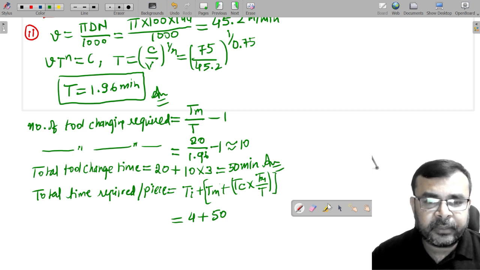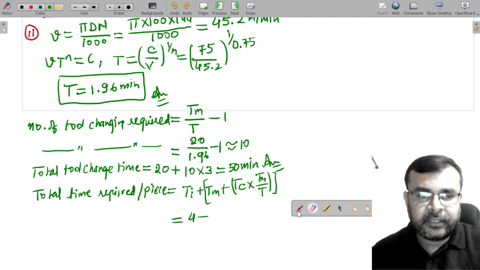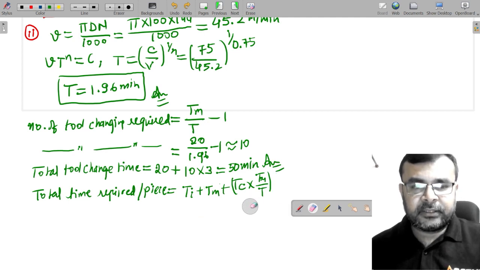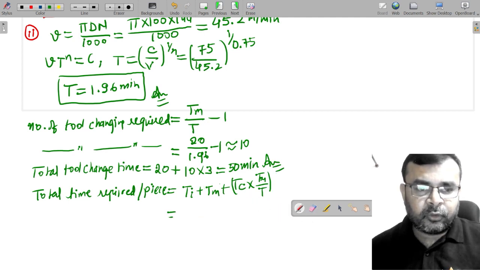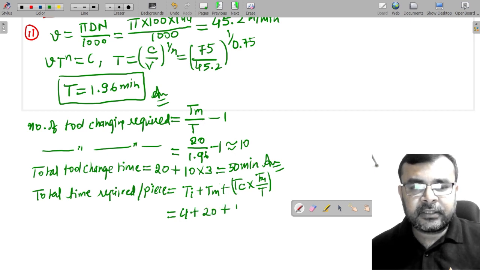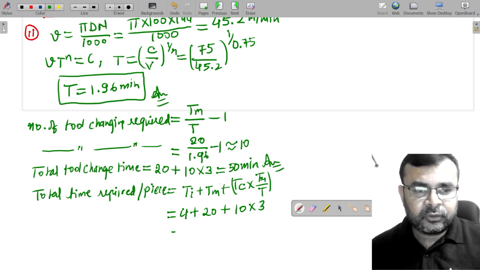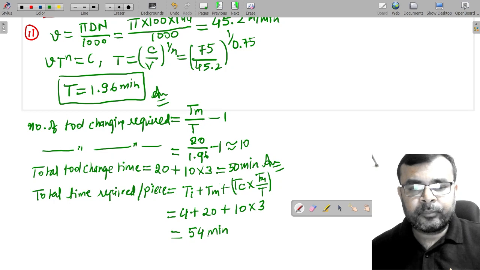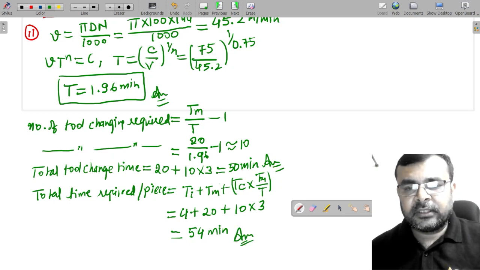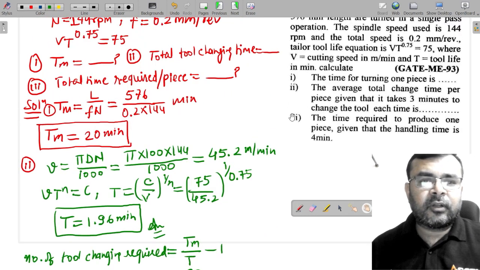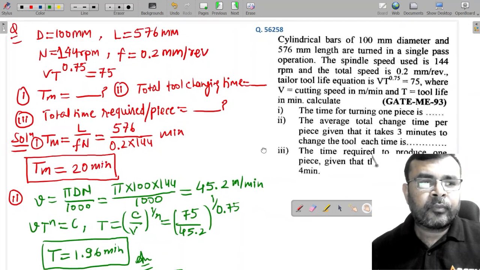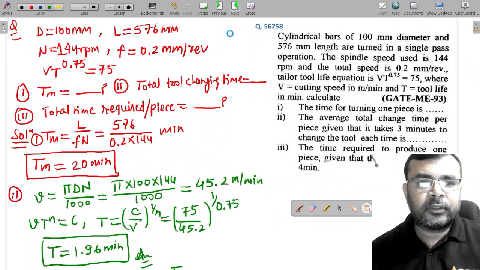Or it can also be written like this. Ti is 4 minutes, which is already given. Tm is 20 minutes, and this is 10 into Tc, which is 3 minutes. So from this it can be written as 54 minutes. Is it right? So this is the right answer. So like this you can solve this problem. Okay, so let's see another question.